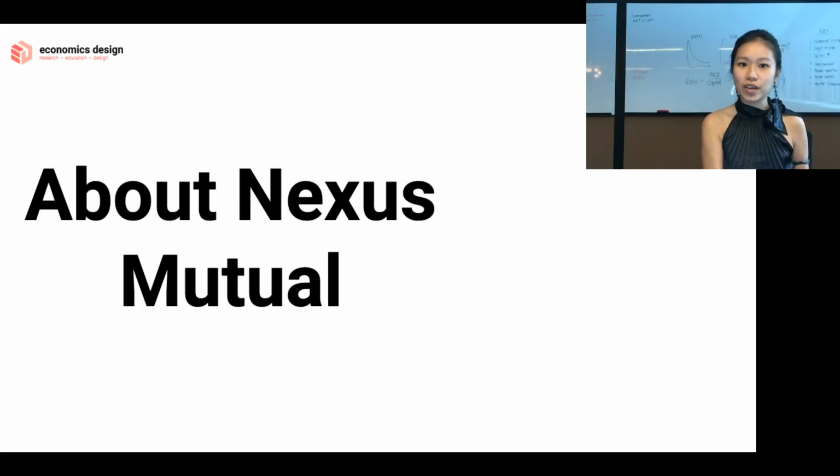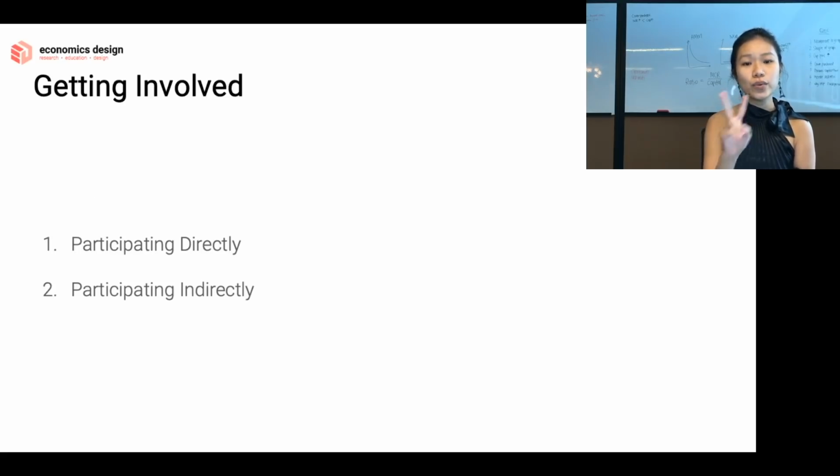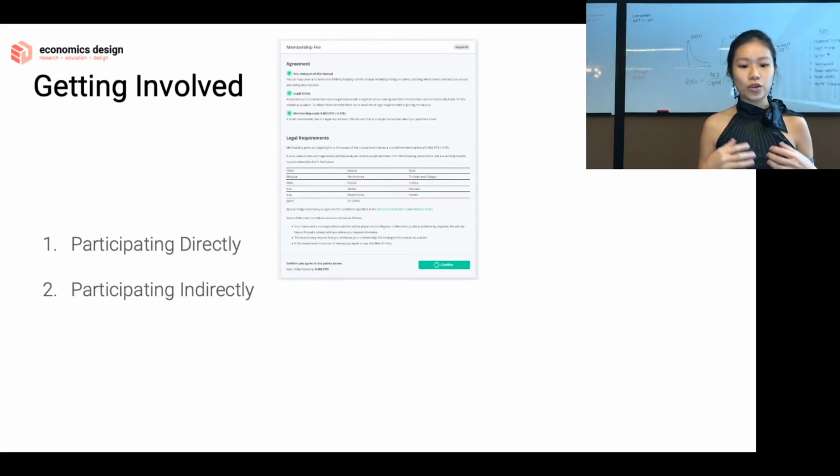Let's get started with understanding what Nexus Mutual is, how the protocol works, and how you get involved in the protocol. There are two ways to get involved in the protocol, either directly or indirectly. If you want to participate directly, then you have to join Nexus Mutual and pay a membership fee.